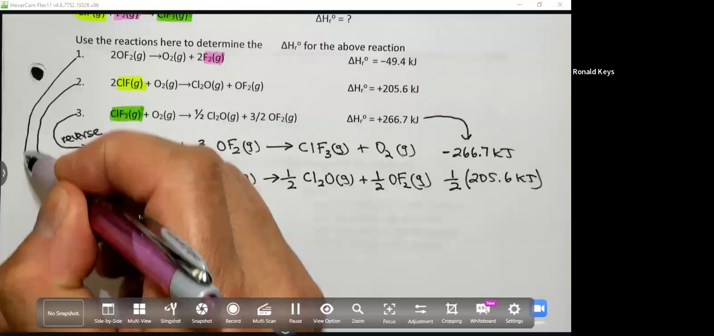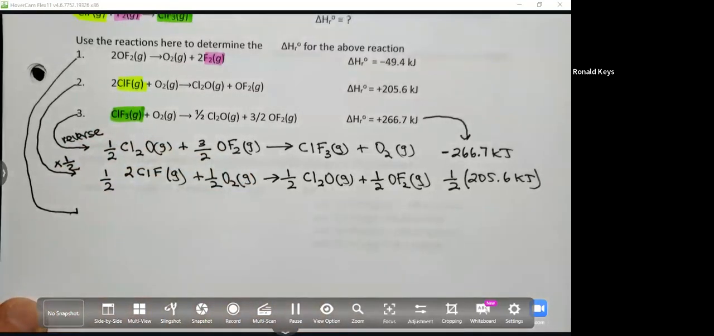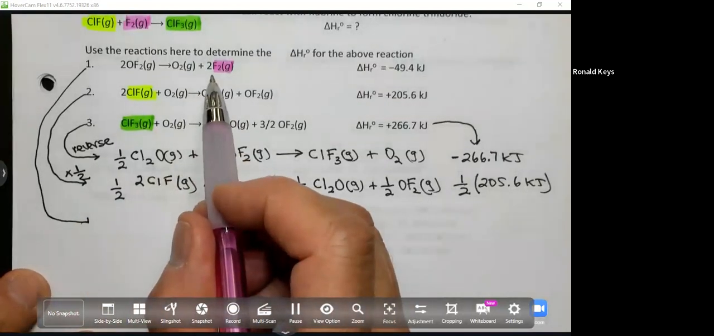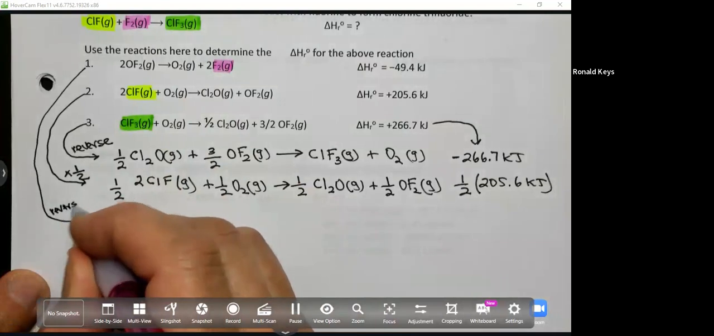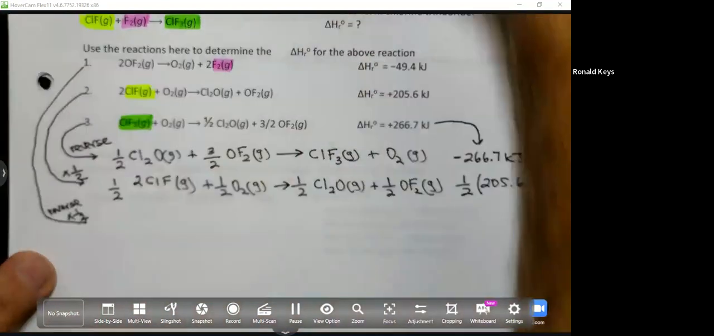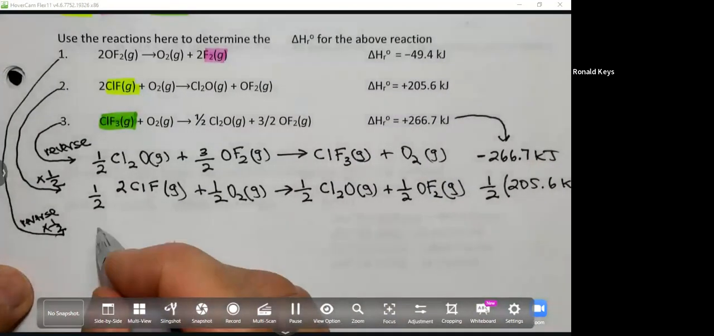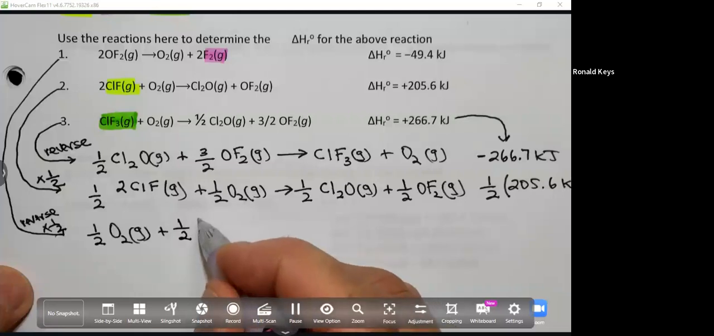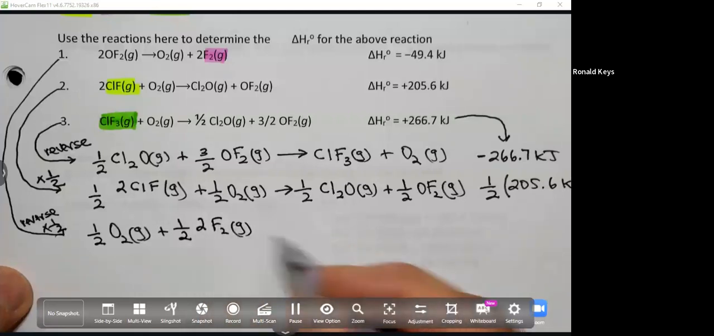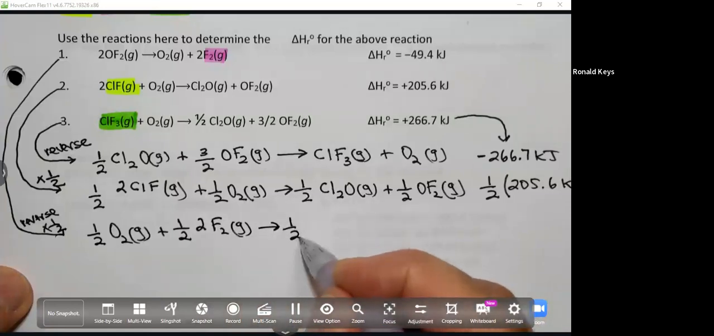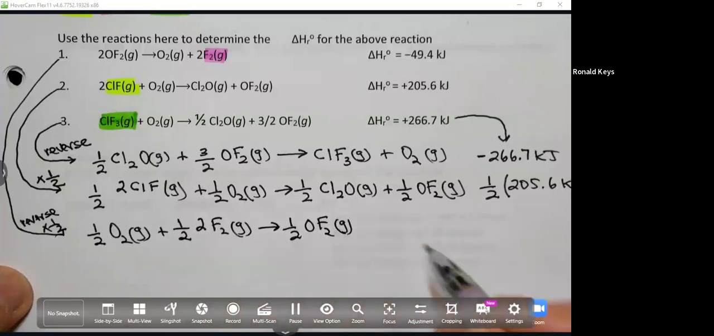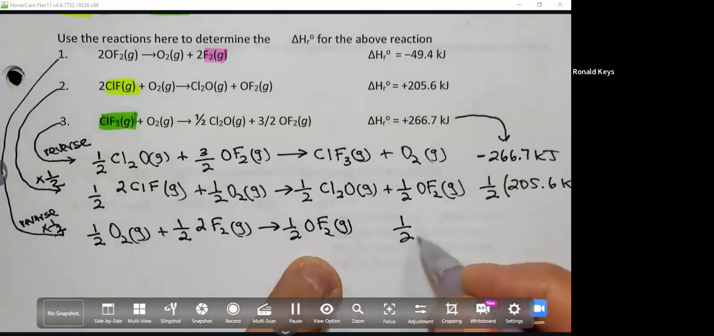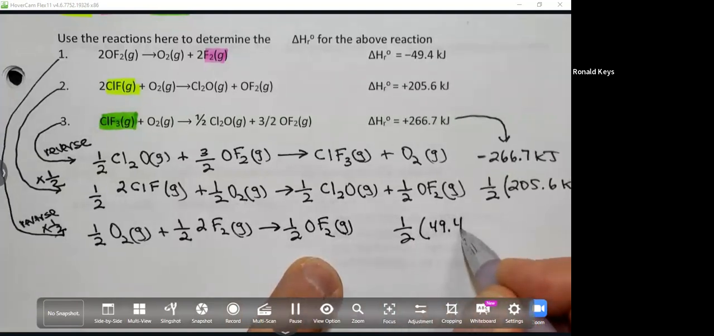Ooh, number 1. What are we going to do with reaction 1? We're going to reverse it, correct? Because we need the F2 on the other side. And we're also going to do what? Yeah, we're going to reverse times a 1/2, reverse times a half, reverse times a half. So let's see. So I'm going to have 1/2 O2 gas plus 1/2 2 F2 gas, 1/2 OF2 gas. That's reversed. And now I got to take 1/2 of the opposite sign of that. So 49.4.